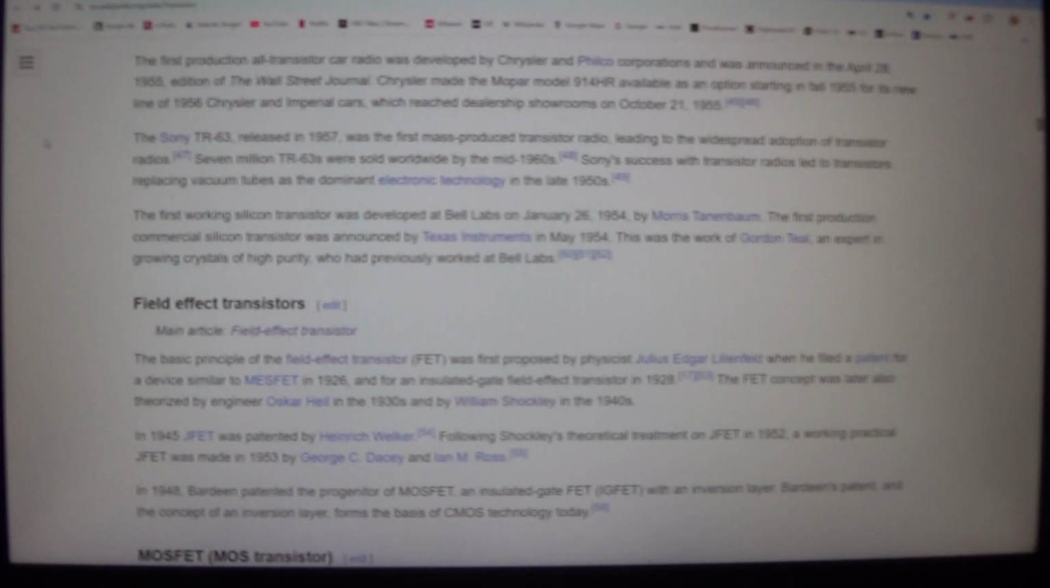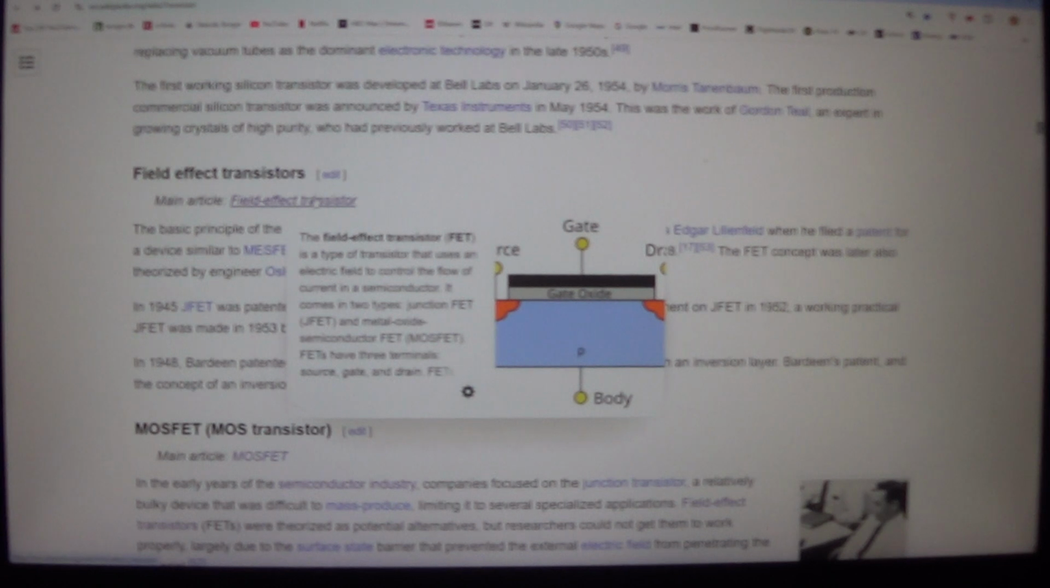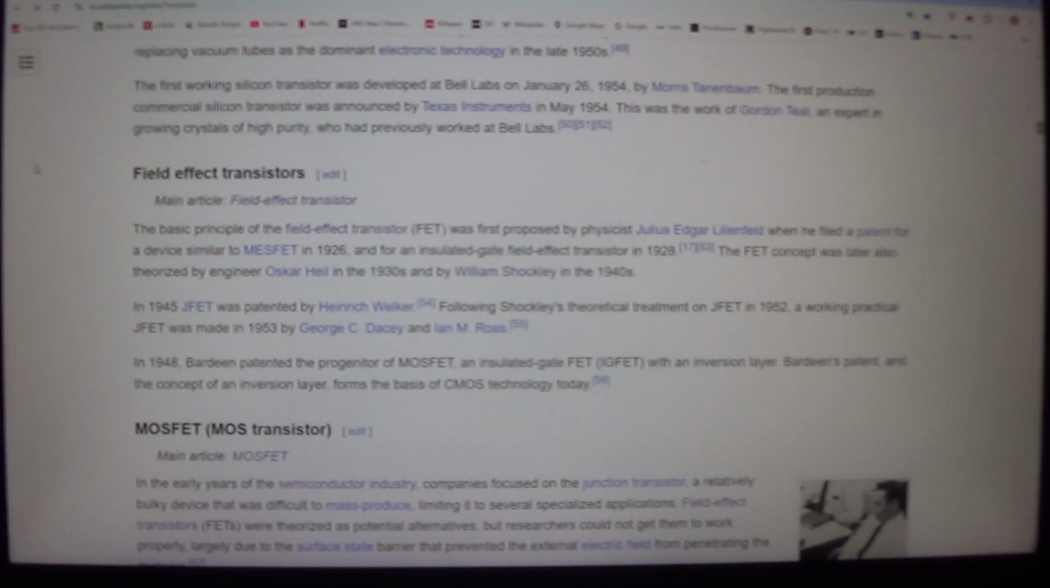The first working silicon transistor was developed at Bell Labs on the 26th of January, 1954, by Morris Tanenbaum. The first production commercial silicon transistor was announced by Texas Instruments in May 1954. This was the work of Gordon Teal, an expert in growing crystals of high purity, who had previously worked at Bell Labs.